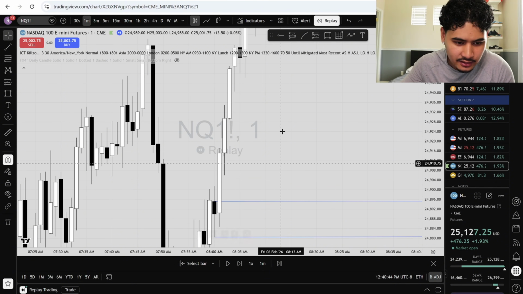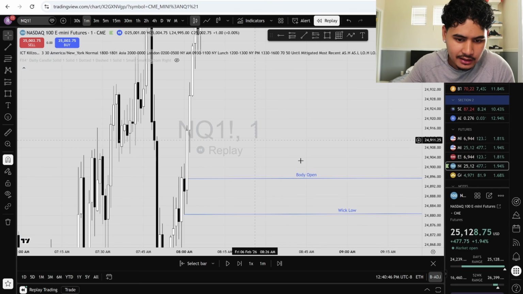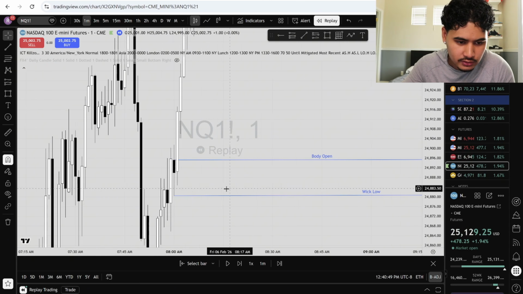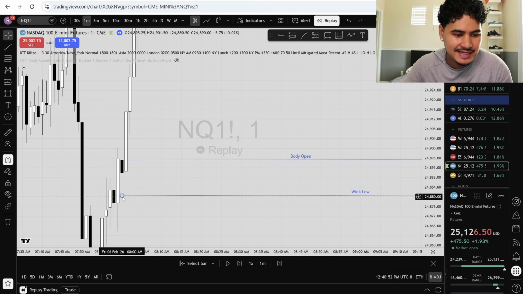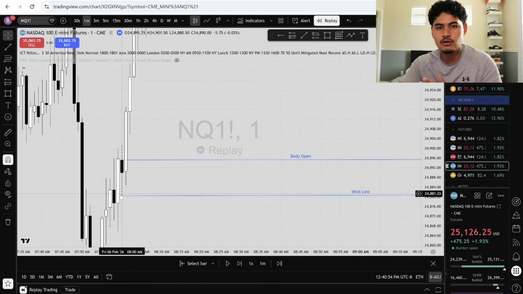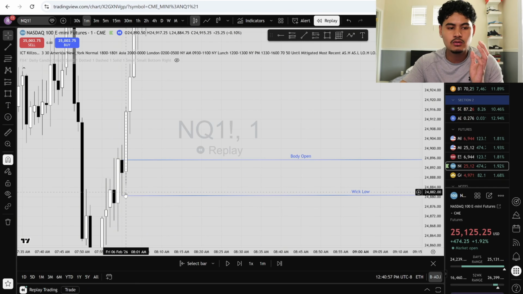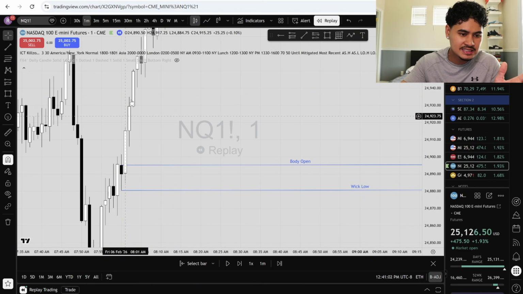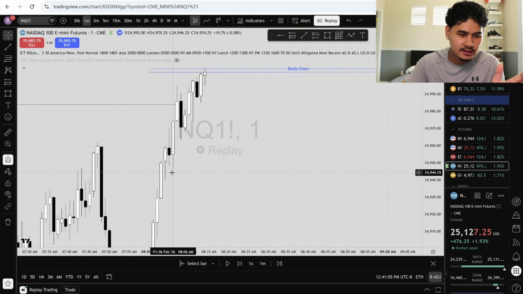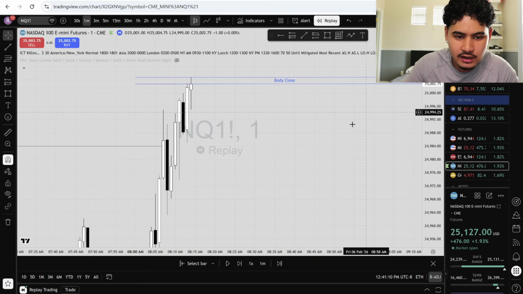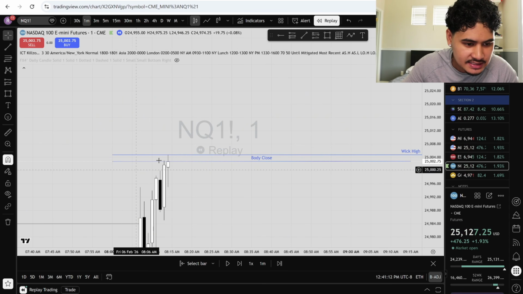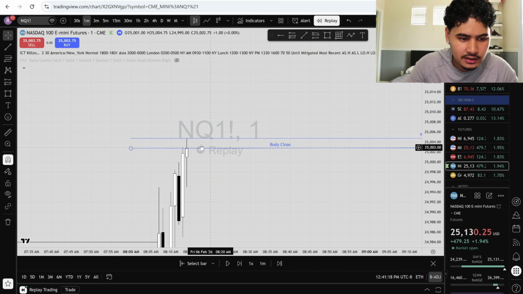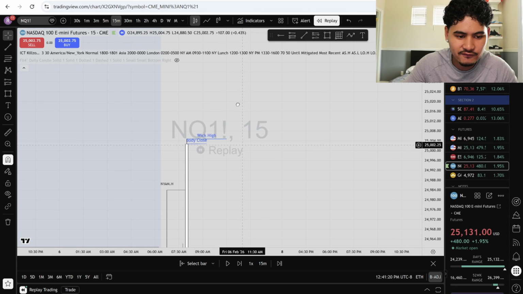Price opened right here. This was our body open right here. We have our wick low, which was right here. So price came all the way down here within that span of 15 minutes. That was the lowest that it came down within that 15-minute time frame. Then price started printing bullish candles, as you can see right here. We had a bearish candle right here. Bullish, bullish, bearish, bullish, where eventually it left a wick high right here. And then it decided to close right here, body close, leaving us with a full 15-minute candle.